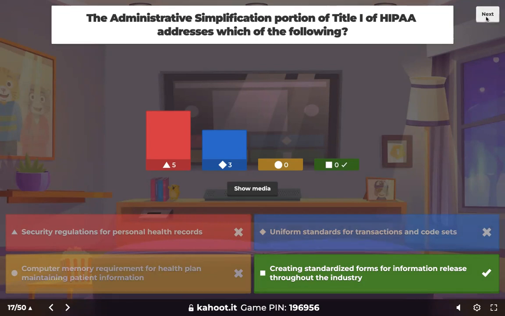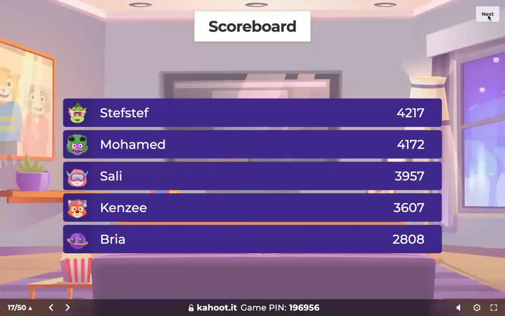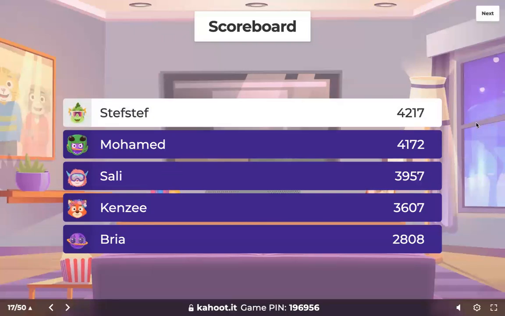The RHIA has so much information. There's so many things that can be tested. And so you want to make sure that you kind of just look through stuff. So you're still on top, Steph. All right, let's go to the next one after this.